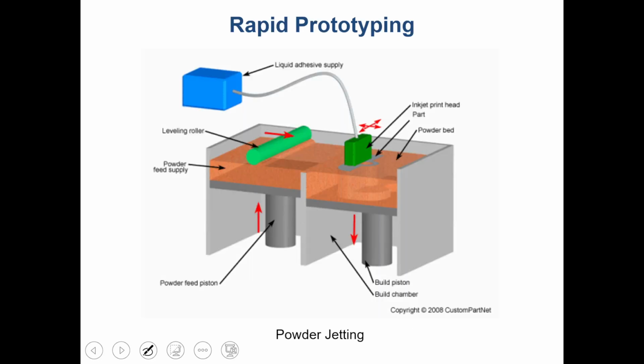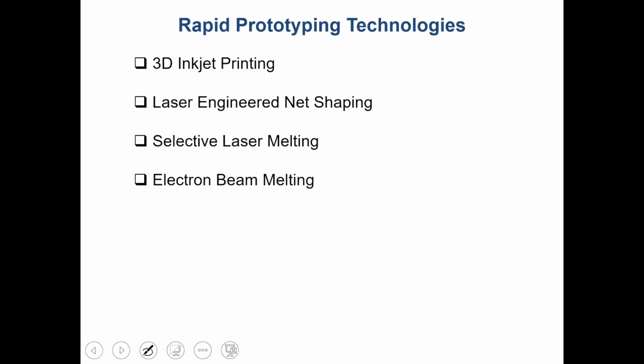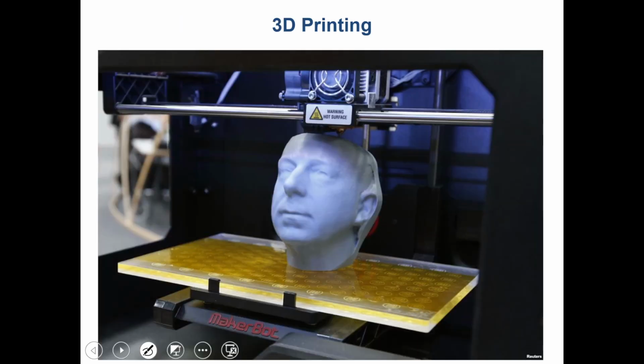This is powder jetting. Liquid adhesive supplies are used in melting, jetting, and powder setting. This is a roller, and these are the inkjet printed parts and powder beds. All these are the equipment used. This is rapid prototyping with laminated object manufacturing, LOM. Rapid prototype technology uses 3D inkjet printing, laser engineering net shaping, selective laser melting, and electron beam melting. These are all rapid prototyping technologies that people are using.